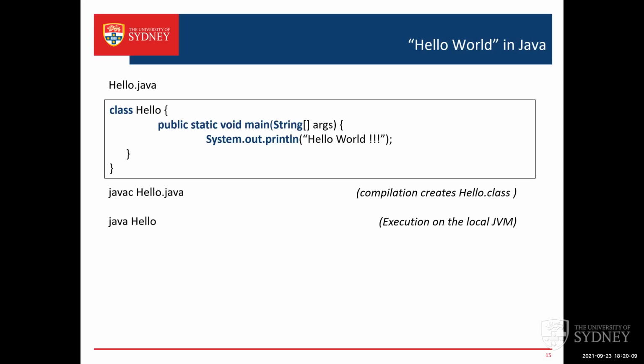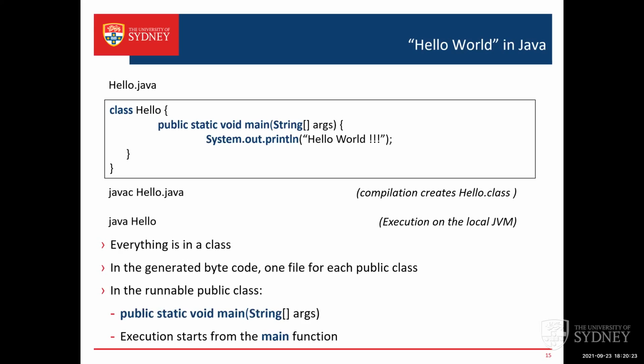First we compile using javac hello.java if you are using the command line. There you will simply type javac, then the file name, and then you will run that one. Right. In Java, everything is in the class. Once we compile, we get the bytecode, and execution always starts from this main function that we have.